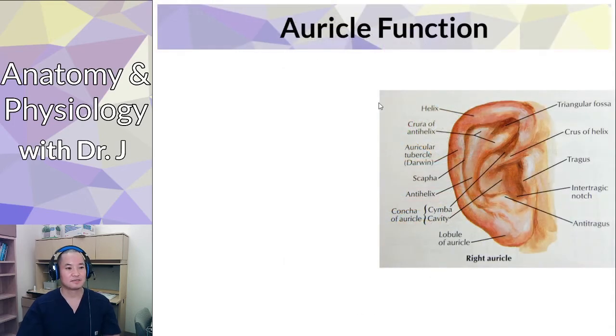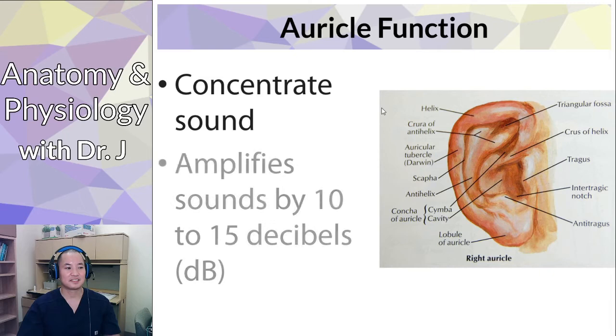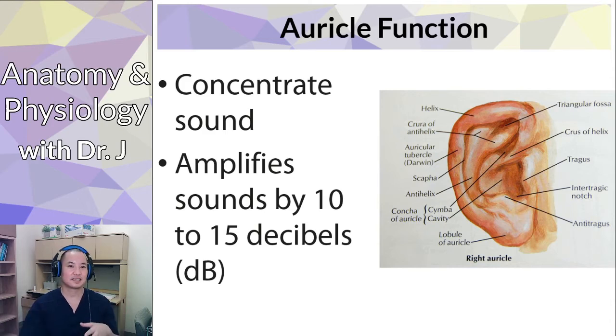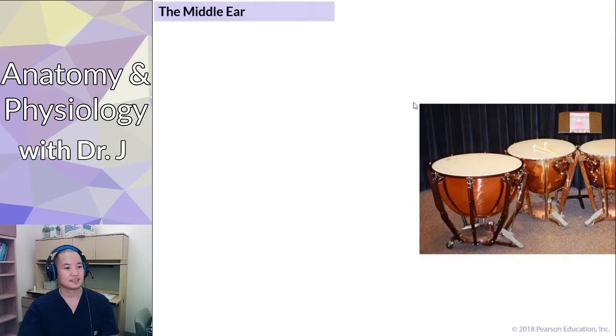So what's the auricle function? It's supposed to concentrate sound, and it amplifies sounds by 10 to 15 decibels, but it also helps give you your sense of where a sound is coming from. So if someone accidentally lost their ear due to some accident, they can still hear, but they'll have a hard time determining where a sound is, and their perception of sound might be a little softer overall.